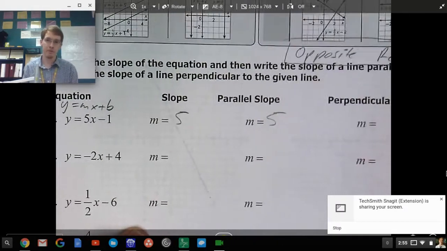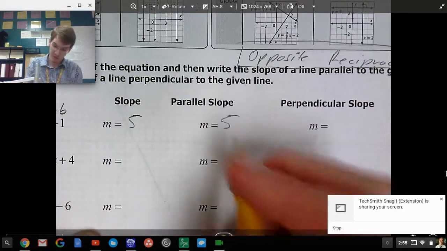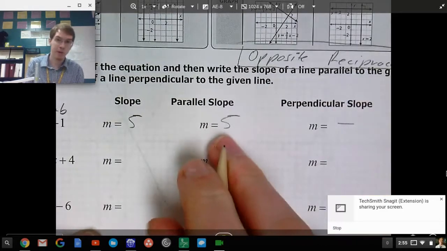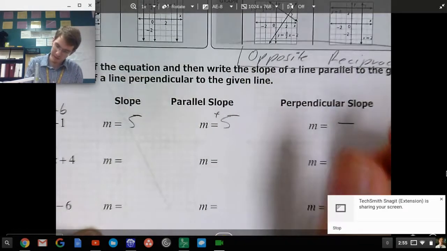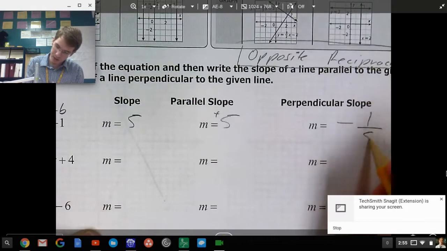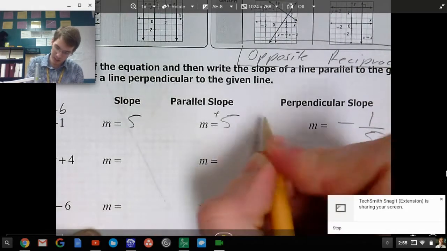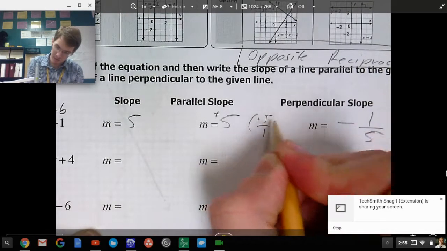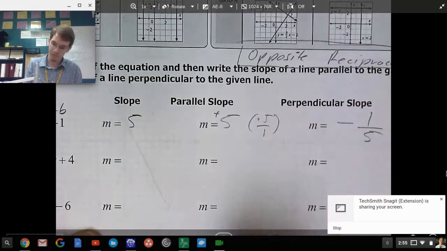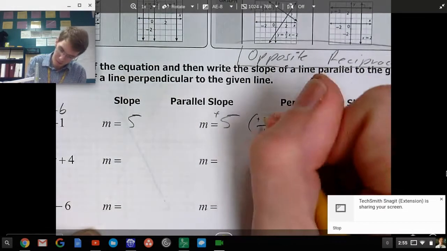Perpendicular is a little different. We need the opposite reciprocal. So it's going to be negative since this one's positive. And it's going to be a fraction, so -1/5, because you can think of this one as positive 5/1. Change it from positive to negative, and flip it.